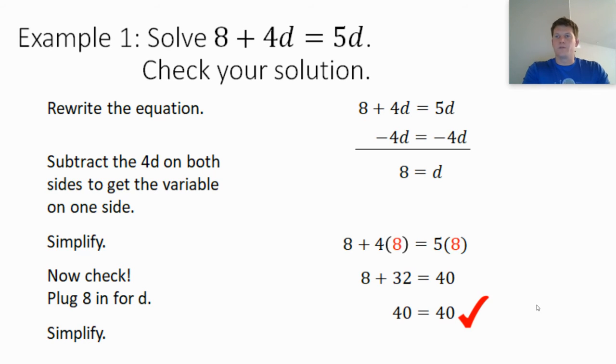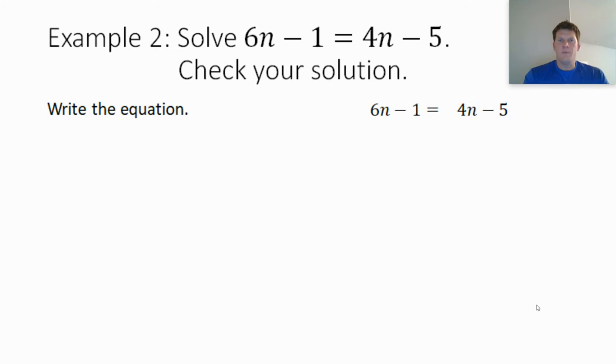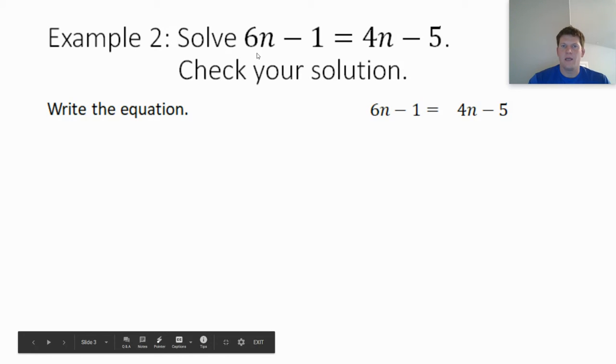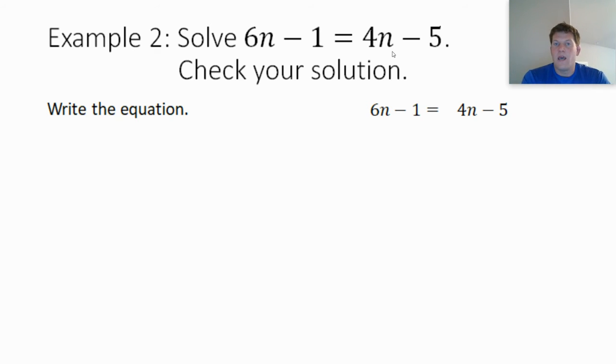Let's move on to our next one, example number 2. A little more complicated this time, but notice we have, again, variables on both sides of our equation. 6n minus 1 equals 4n minus 5. Just like what we talked about before. I'm trying to keep my variables positive because I'm more of a positive guy. I just like working with positive numbers better.